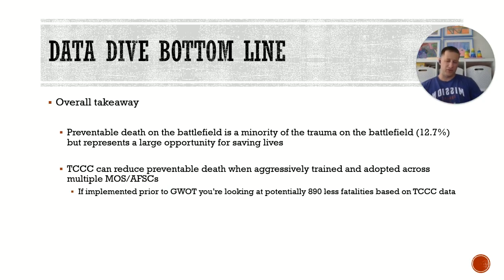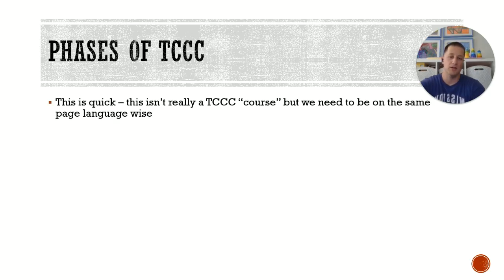If implemented, just extrapolating some of this data, and there's a ton of assumptions you're making with this math, but if implemented prior to the GWAT, you're looking at potentially 890 fewer fatalities overall across all casualties when you compare them to some of these papers, if TCCC had been adopted early. Okay, so that's kind of our data deep dive.